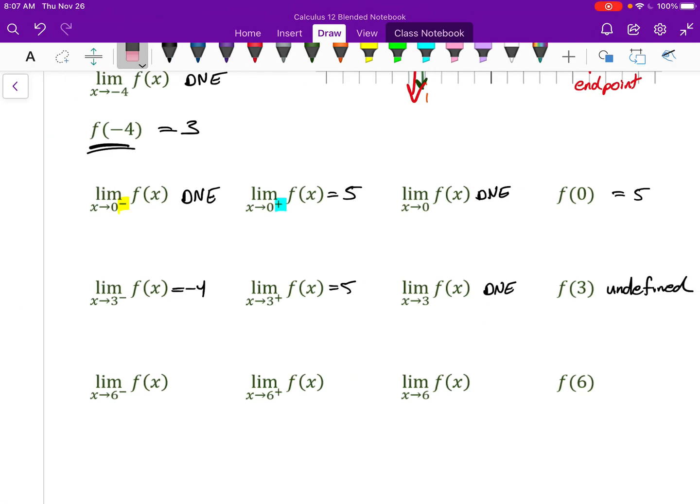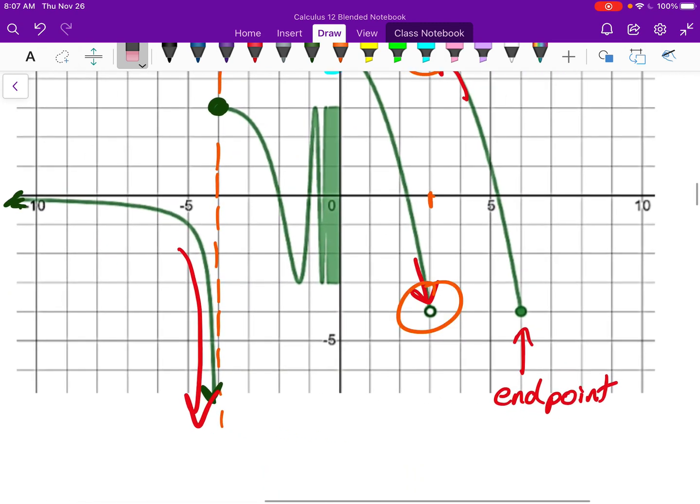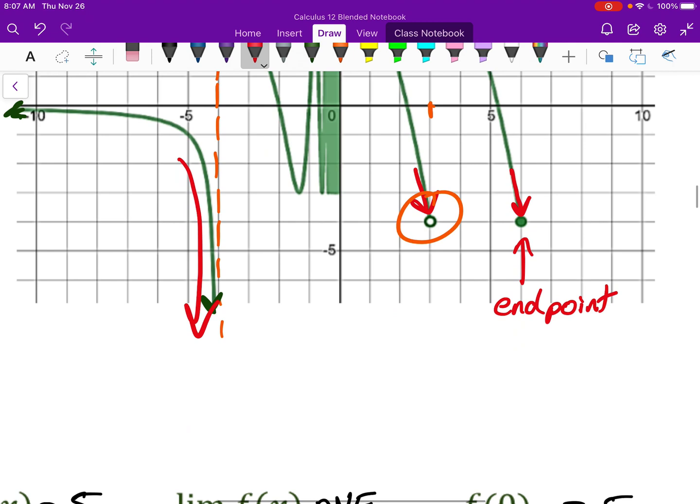Lastly, 6. As we approach 6 from the left. Now 6 is an endpoint. So like I said, there is something special about endpoints. As we approach from the left, that doesn't really matter if it's an endpoint or not. I can see I'm getting infinitely close to 4. Sorry, -4.